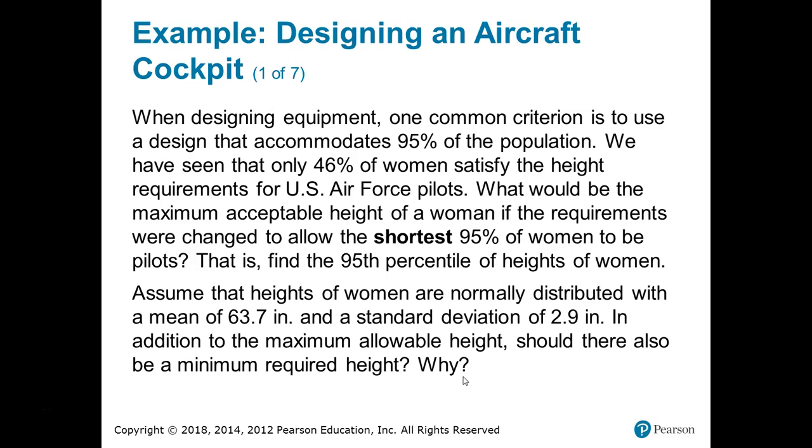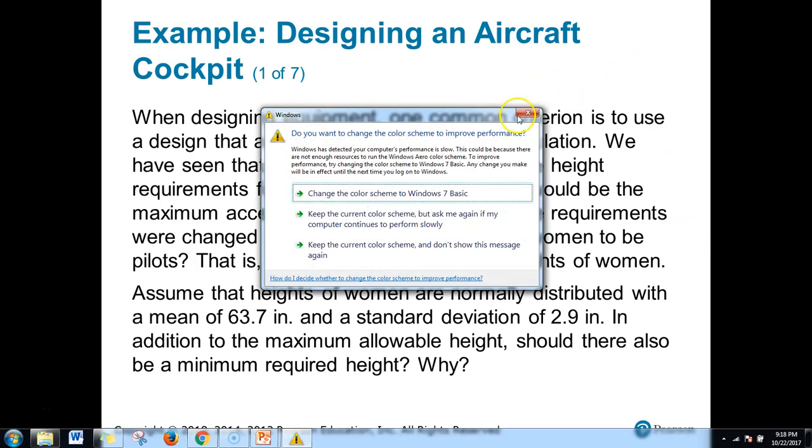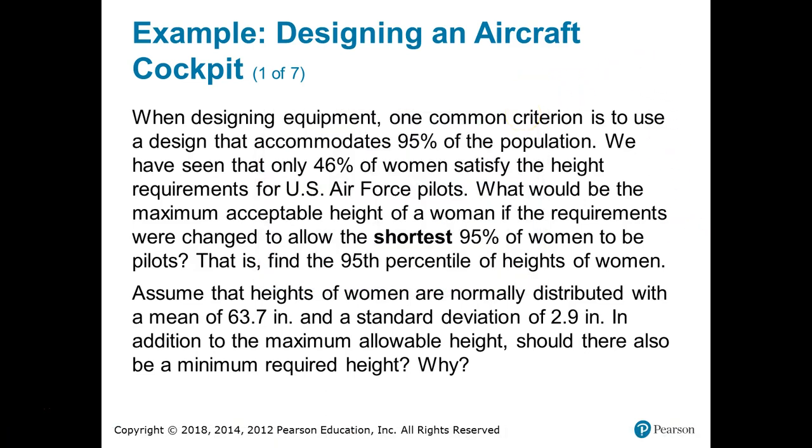So let's look at the example. I hate giving equations without an example. When designing equipment, one common criterion is to use a design that accommodates 95% of the population. We have seen that only 46% of women satisfy the height requirement for U.S. Air Force pilots. What would be the maximum acceptable height of a woman if the regulations were changed to allow the shortest 95% of women to be pilots?